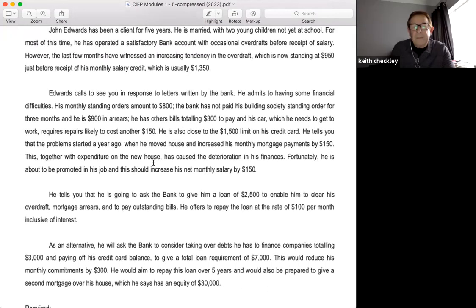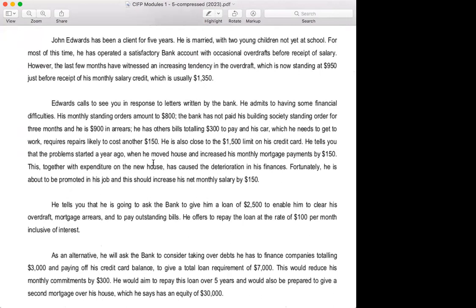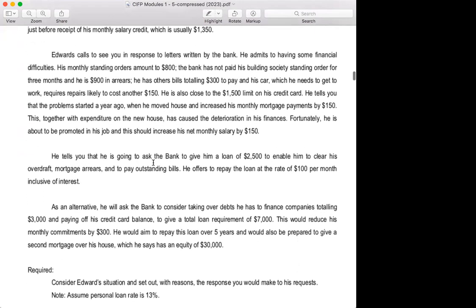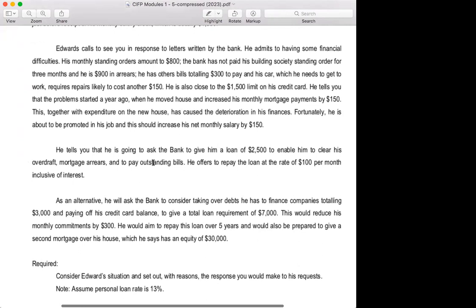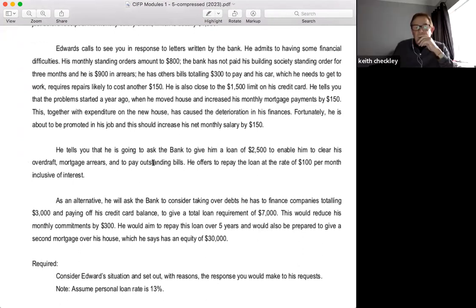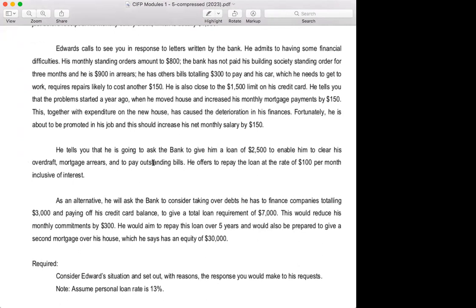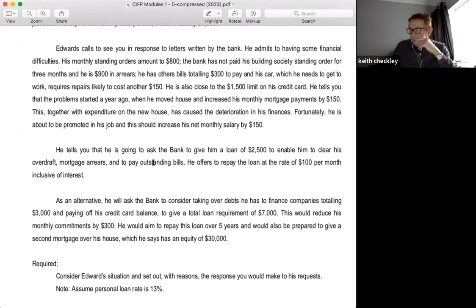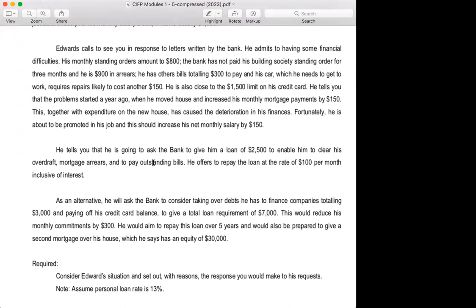So if we look at option two, with paying off the credit card, I would also decrease the balance on the credit card as well. Giving a total loan requirement of 7,000, that's going to allow him to also clear all his arrears as well. And then it's going to give him a 5-year loan, which will give him the flexibility to use any additional payment, whenever he does get his promotion, towards paying down the principal of the loan at a much quicker rate.